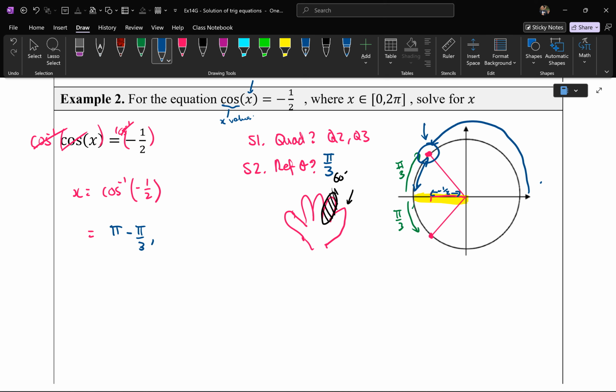How do you think I'm going to get my second solution? How do I get my second solution? All the way here is pi. I need to get here now. What do you do? How do you get here? So from there is pi. How do I get here? What do I do? Anyone have ideas?